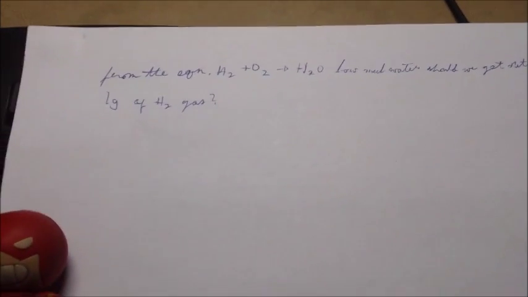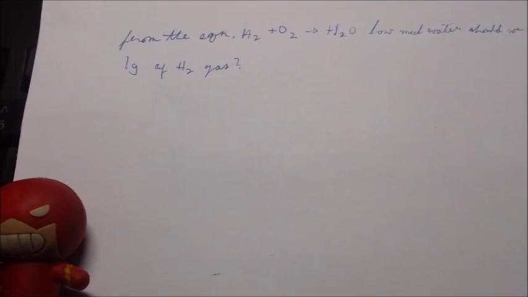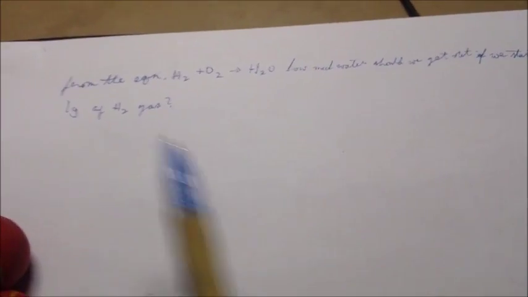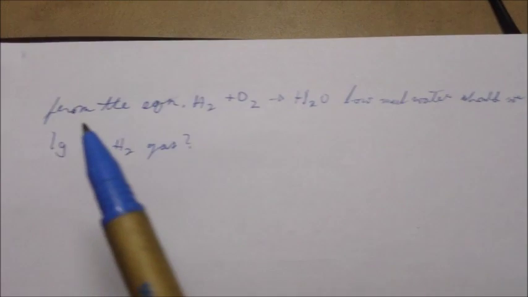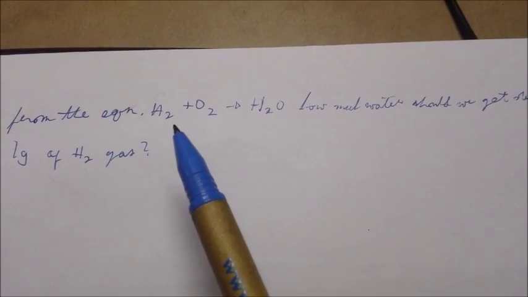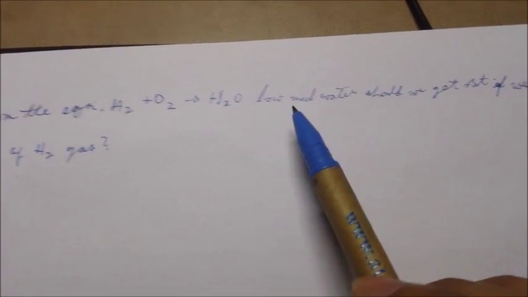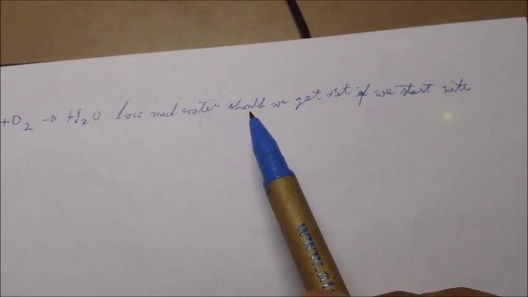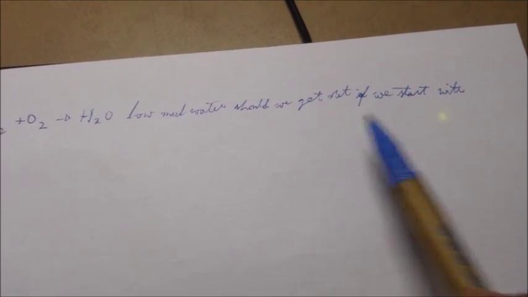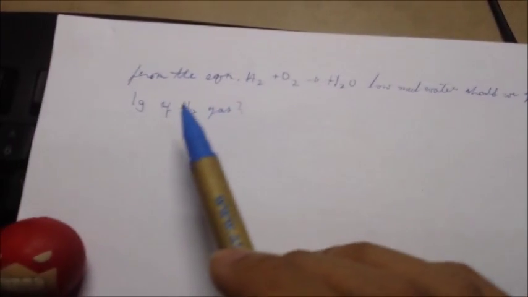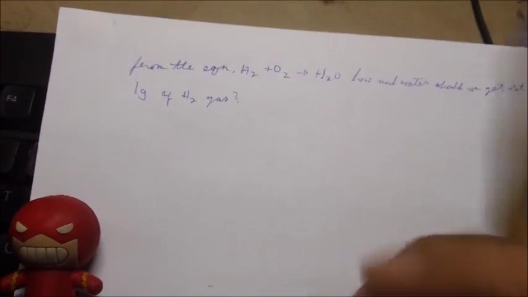This is going to be another step-by-step of a full-on stoichiometry question. From the equation H2 plus O2 yields H2O, how much water should we get out if we start with 1 gram of H2 gas? So how much water can we get out of a gram of H2 gas? First step, we have to balance the equation.